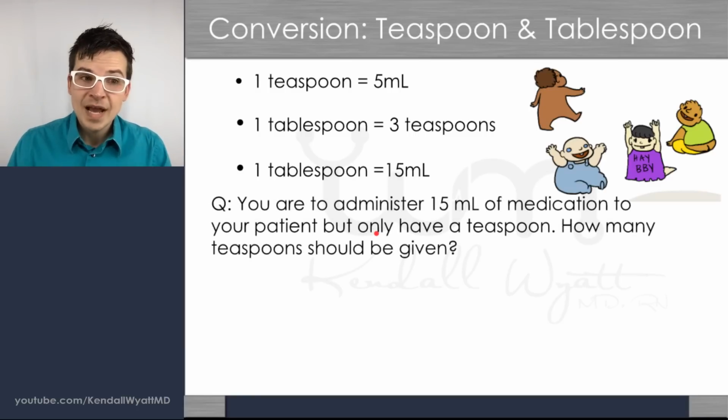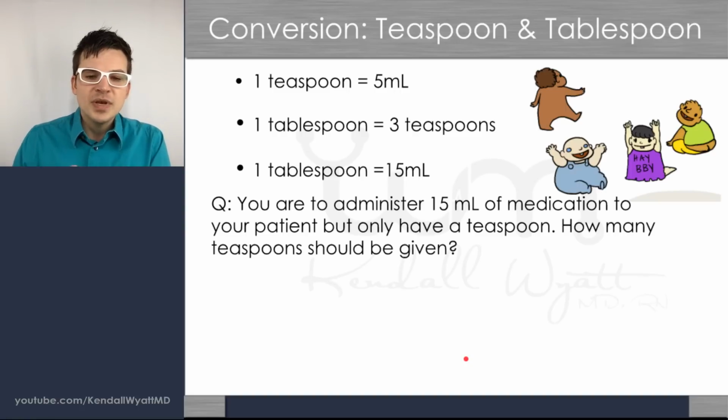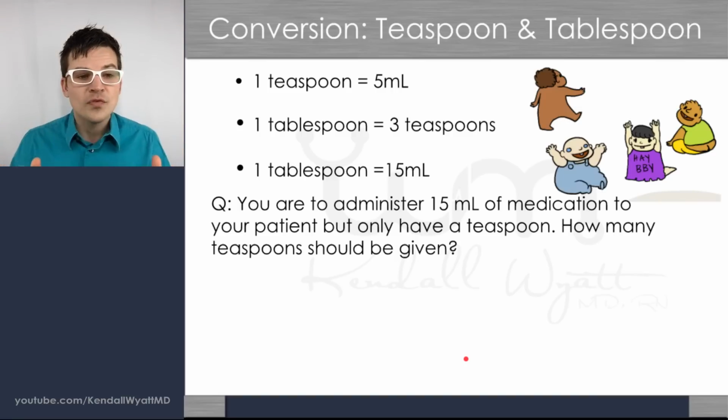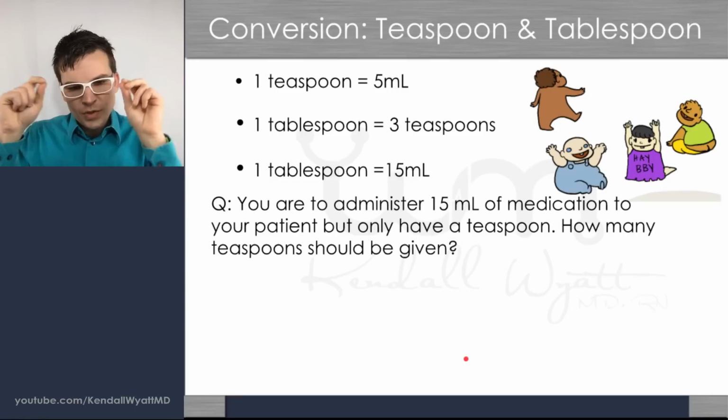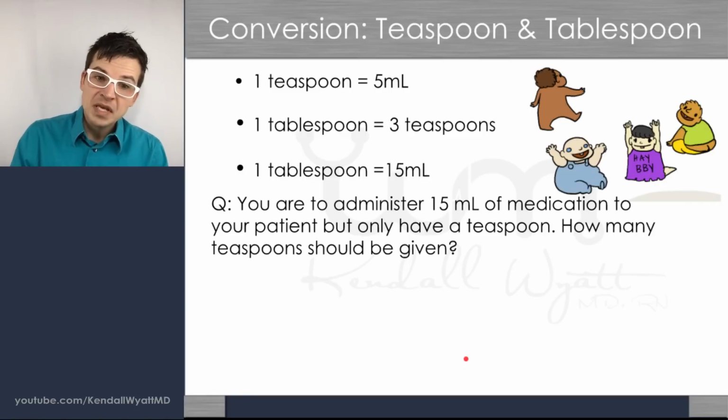This is where we start applying more and more questions to real-life scenarios that you're going to encounter in the real world and on your exams. So you're to administer 15 mLs of medication to your patient, but only have a teaspoon. How many teaspoons should you give? A lot of people get questions like this and obsess over how to set up the question, which number to put where to multiply. It gets so confusing. But what I want you to do is say, what do I have, and what do they want me to give? Well, I need to administer 15 mLs of medication, so it's in mLs.